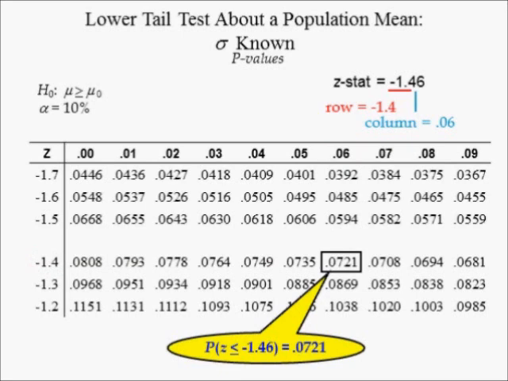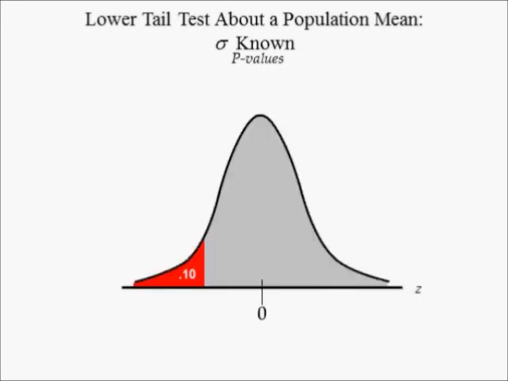Since the probability that z is less than or equal to a z-stat of negative 1.46 is 0.0721, the p-value is 0.0721. Since this is a lower tailed test with a significance equal to 0.1, the lower tail of the distribution is shaded in red and labeled 0.10. This tail defines the do not reject the null hypothesis and reject the null hypothesis regions.